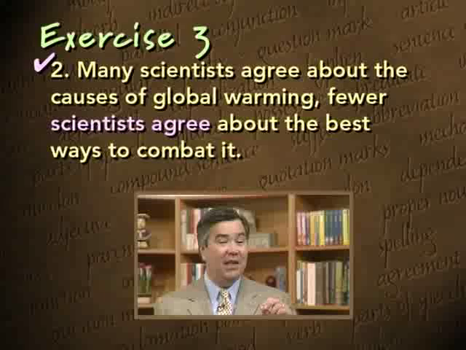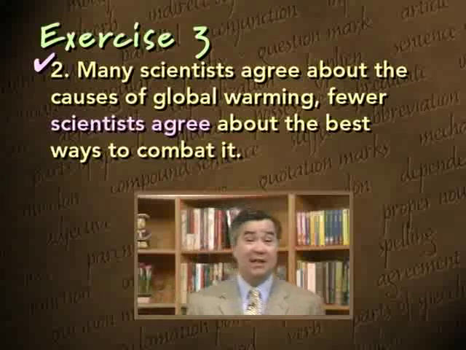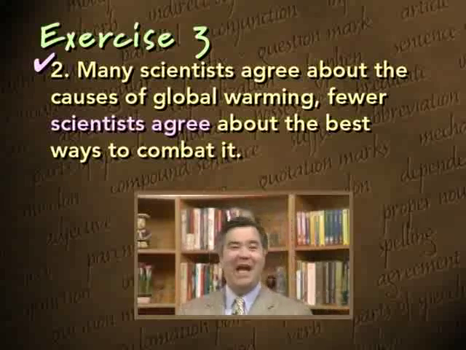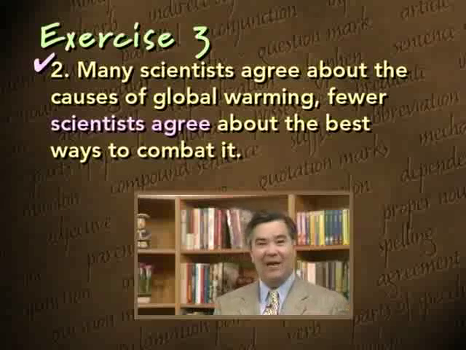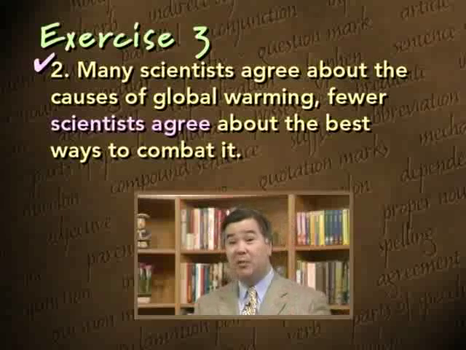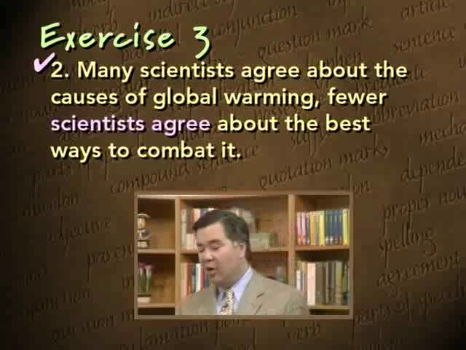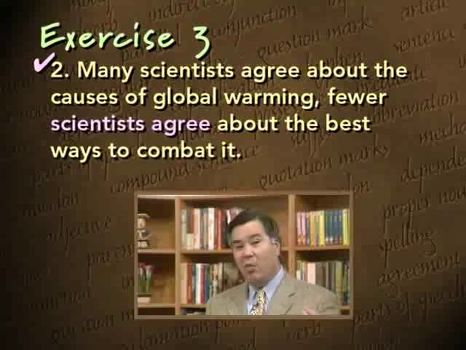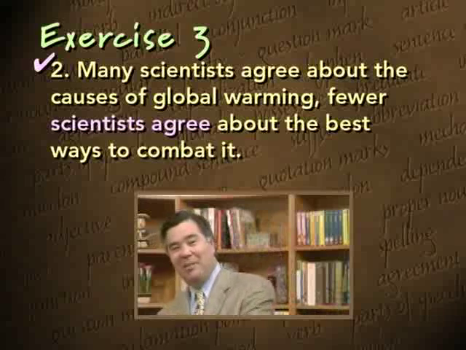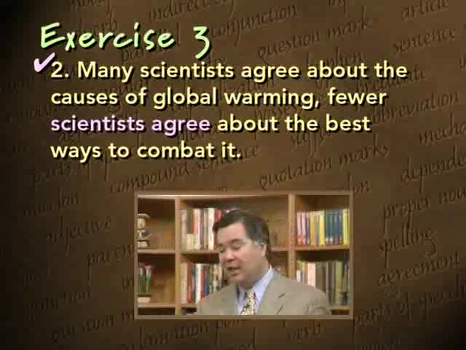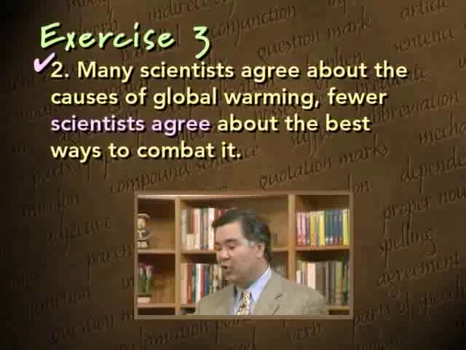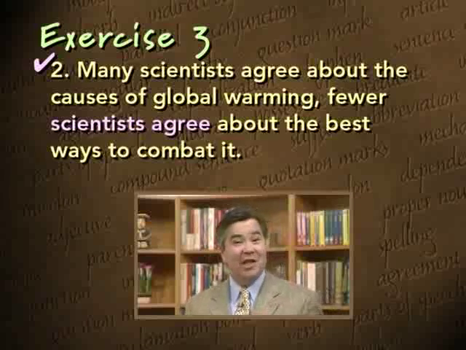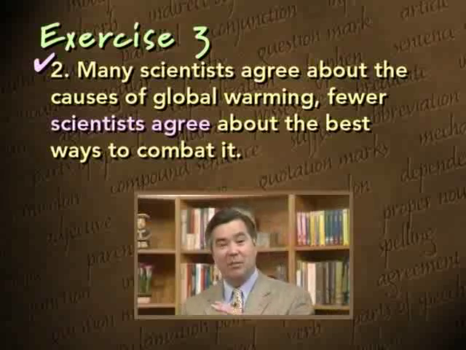Has he done the ellipsis correctly? Well, let's apply our test. We should be able to take the same words from the first clause, which were omitted in the second clause, and insert them into that second clause and have the sentence make sense. Now, what are the words that were omitted from the second clause? The words that were omitted are scientists agree. When we take those words from the first clause and insert them back into the second clause, does it read correctly? Many scientists agree about the causes of global warming. Fewer scientists agree about the best ways to combat it. Yes, it does make sense. It does read well, and the parallelism works.